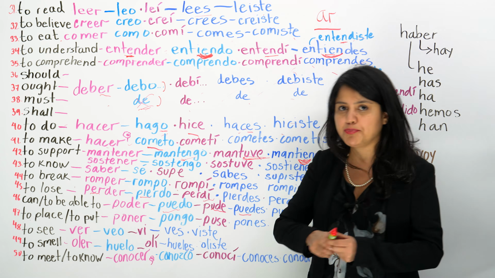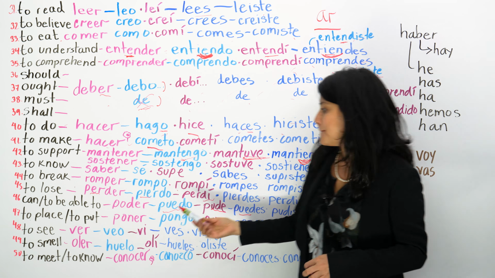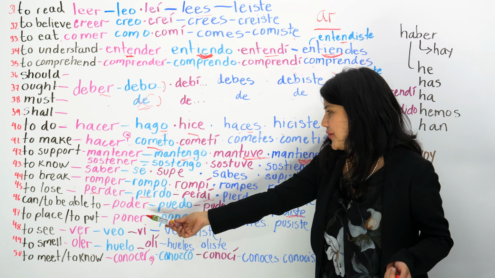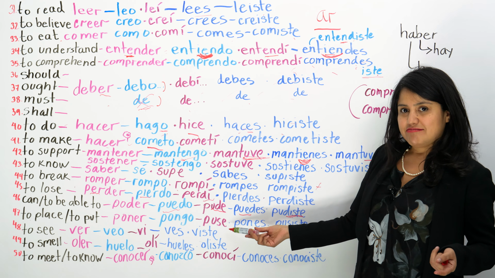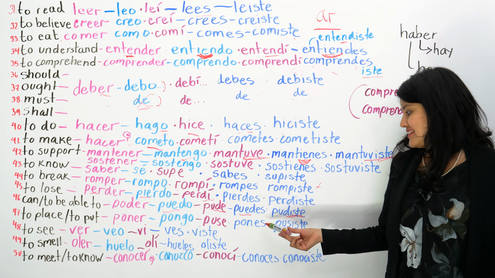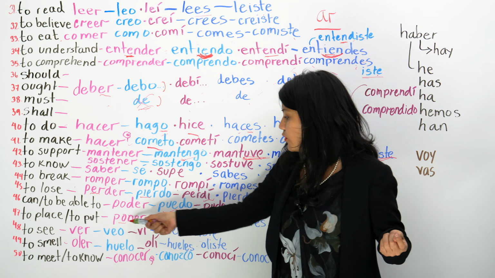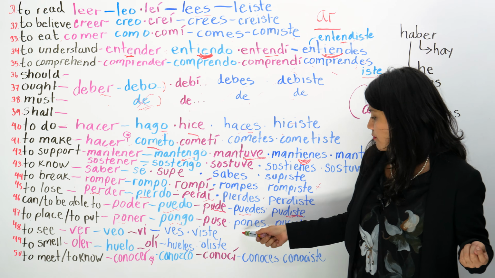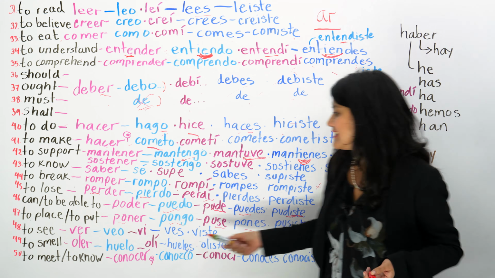To place or to put. Place this on the counter. ¿Sí? Poner. Poner, to place, to put. Yo pongo. Yo puse. Tú pones. Tú pusiste. ¿Sí? Pongo. Pones. Yo puse en el pasado y tú pusiste.